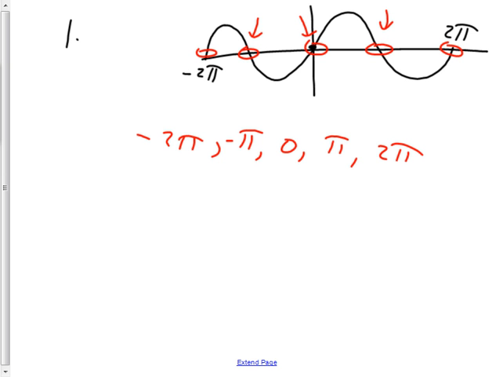Okay, next part, part B. What is the y-intercept? Ooh, that's easy. There's only one y-intercept where it touches the y-axis. You can find it, I'm sure.